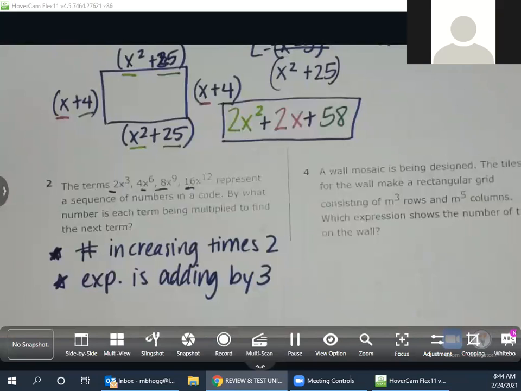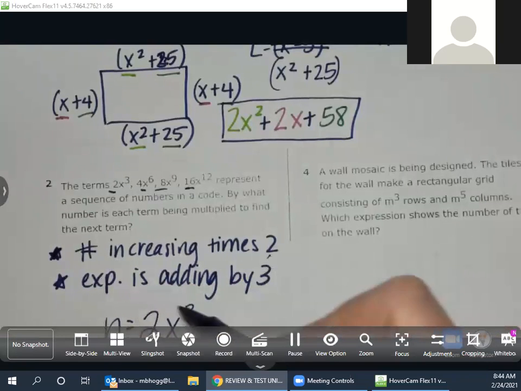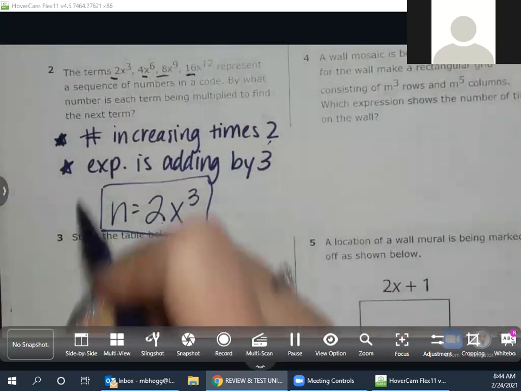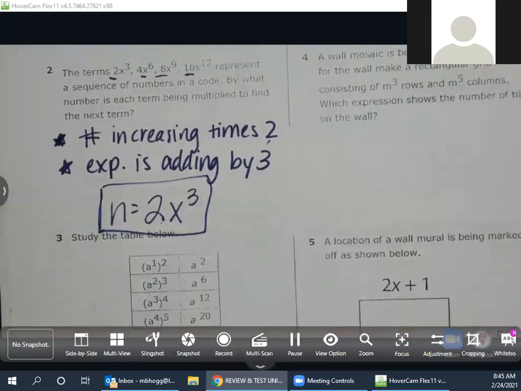Okay, so it is increasing by 2, and all we have to do is say it's 2x to the third. The number is increasing by 2x to the third, which is what we just said here. The number is increasing by 2, the exponent by 3. I'm sorry, I had it zoomed in. So that's all you need to write. It wasn't that difficult.